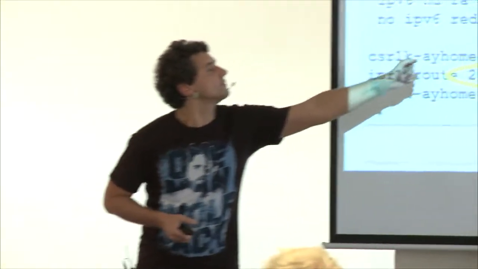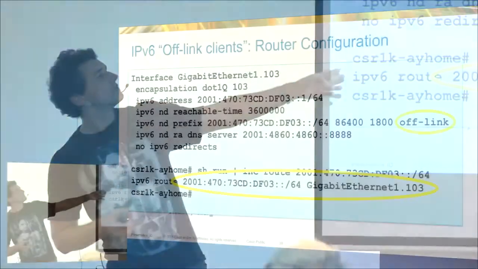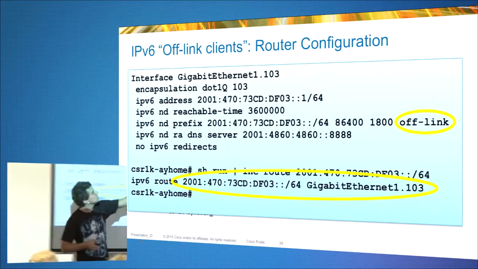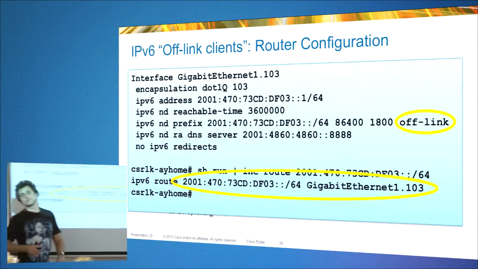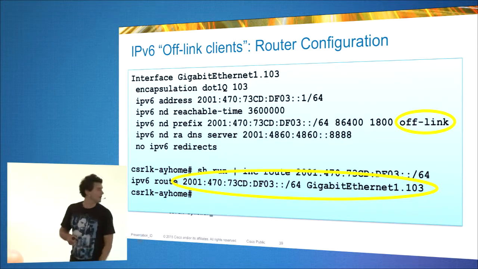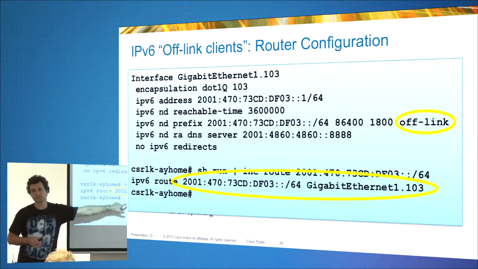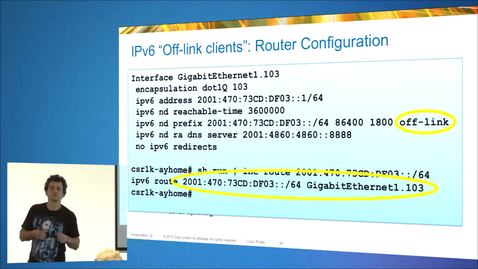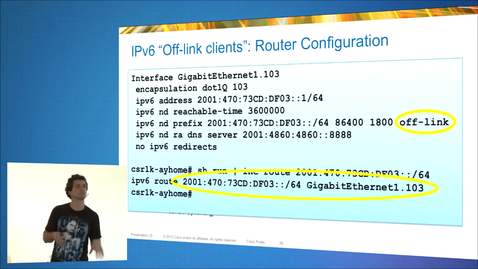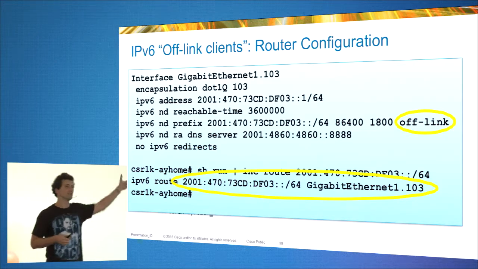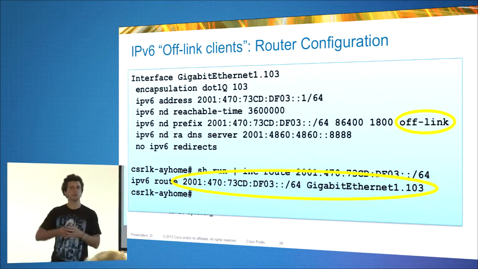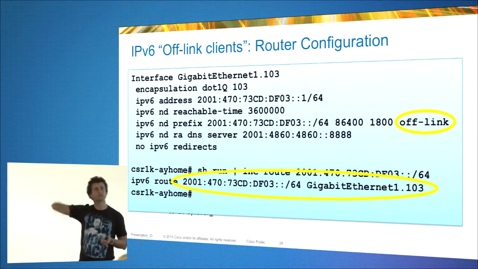A couple of configurations. So for the router, how do you configure that? You set the keyword which specifies that the prefix is off-link, and then you add the route explicitly on the router itself, so that it knows that it does have to do the neighbor discovery for all the clients. So this kind of configuration will cause effectively all the communication to traverse the router.